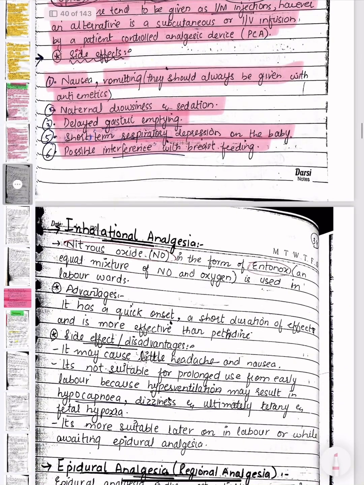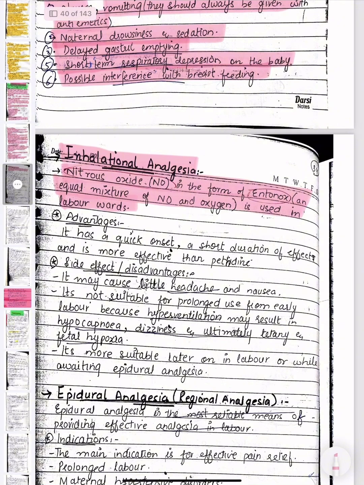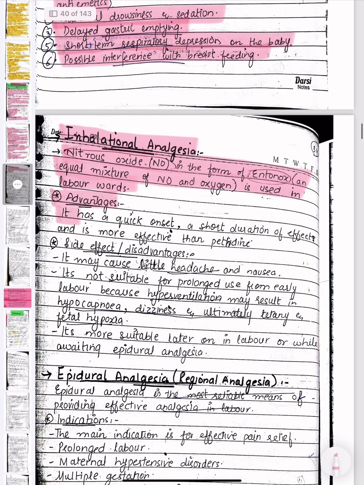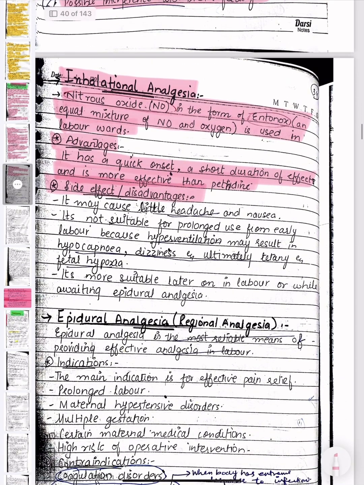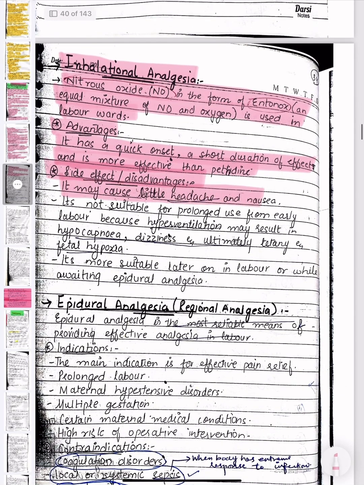The inhalational analgesia is nitrous oxide in the form of Entonox. An equal mixture of nitrous oxide and oxygen is used in labor wards. Now the advantages are it has a quick onset, a short duration of effect, and is more effective than pethidine. The side effects or disadvantages of inhalational analgesia are that it may cause little headache and nausea.